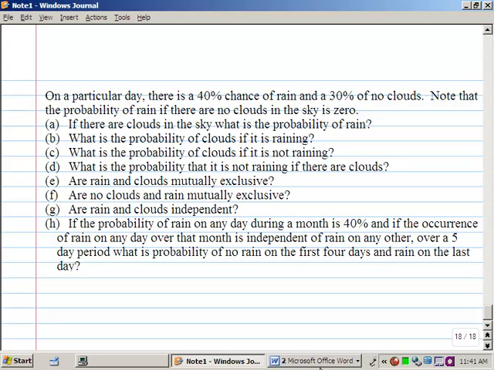In the back of our mind we'll remember that "no" here sounds like a complement, right? Note that the probability of rain if there are no clouds in the sky is 0. That sounds like a condition. If there are clouds in the sky, what is the probability of rain? What is the probability of clouds if it is raining? What is the probability of clouds if it is not raining? What's the probability that it is not raining if there are clouds? All of these sound like conditional probabilities.